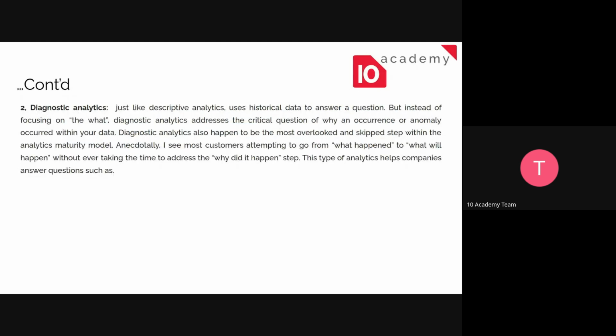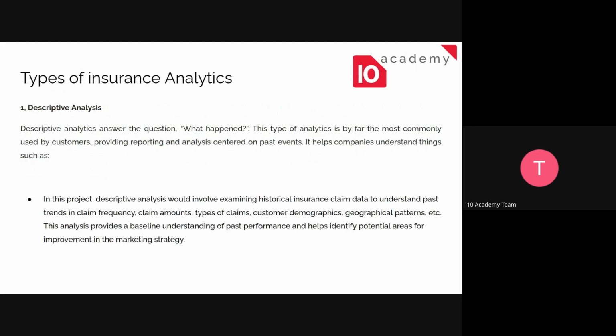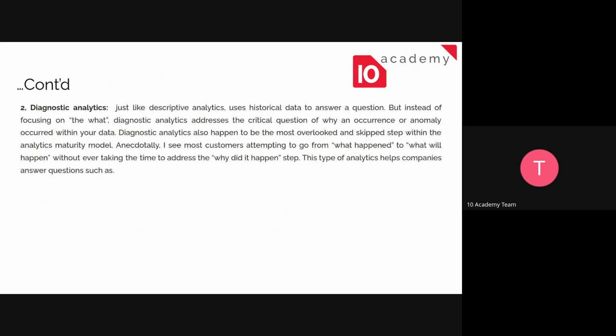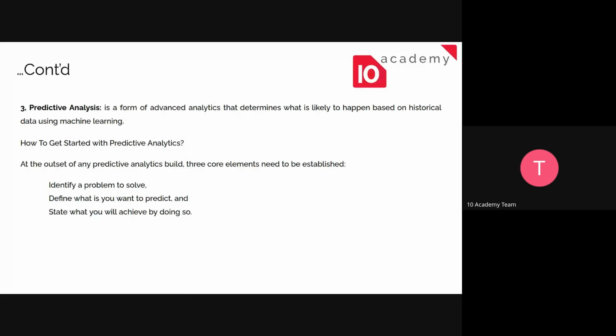So after describing the data, after making the descriptive analysis, we will make the diagnostic analysis. And then the third one is the predictive analysis. So now we have the data, we have described it, we have seen the trend of how the data is going, and we have answered why the specific issue had happened at that time.